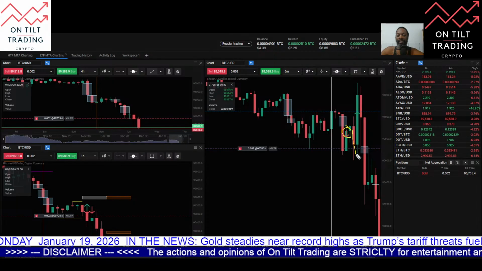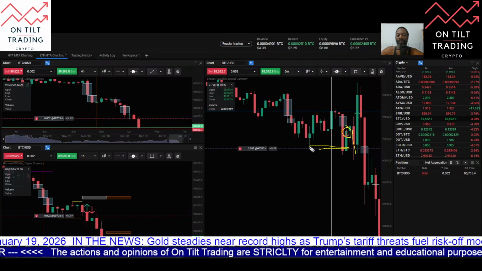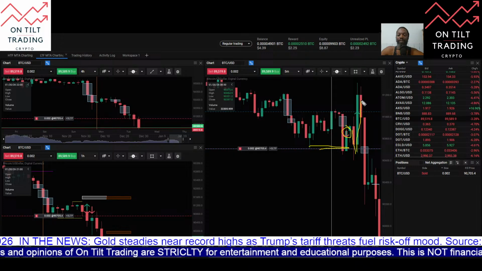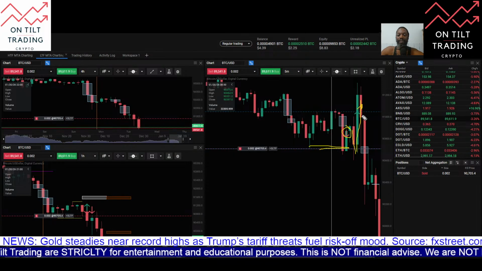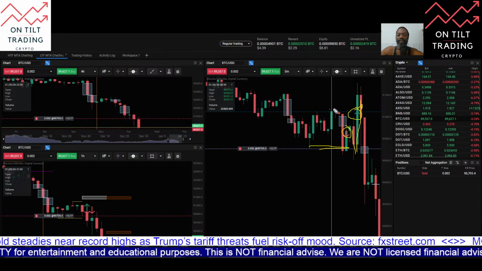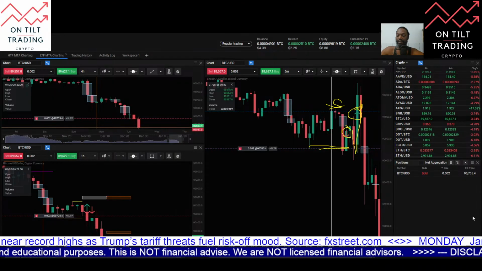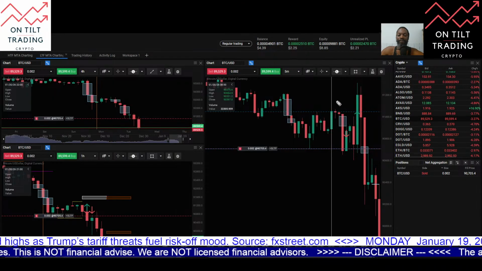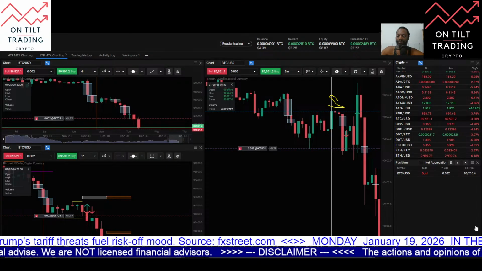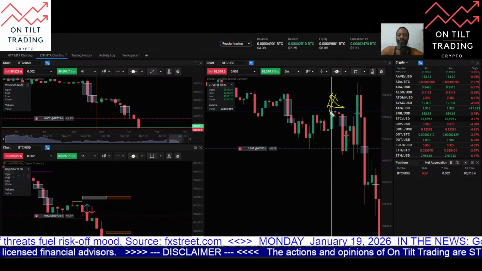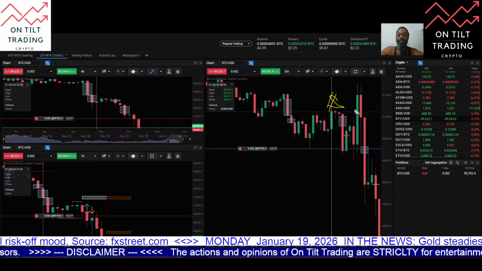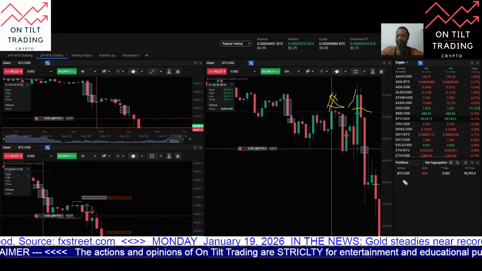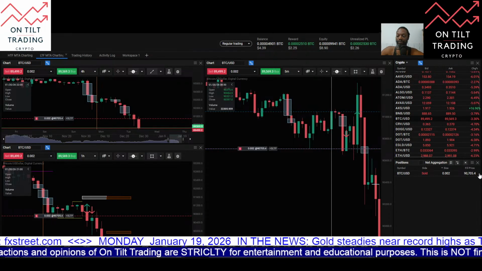Price traded back down to my area of interest here, and then price delivered here to the buy side, and I was stopped out here in this candle as there's liquidity here. So I was a part of this liquidity here that was swept out of the market. So this was my first position.